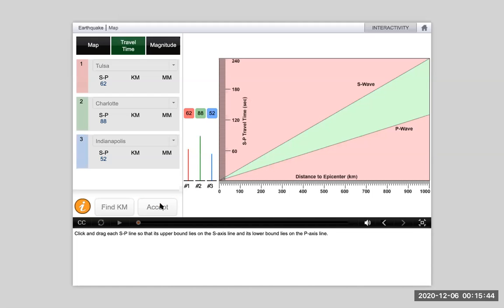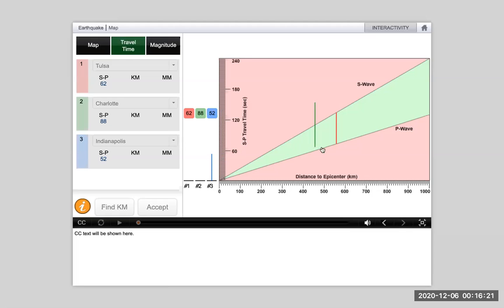Accept. Click and drag each SP line so that its upper bound lies on the S-axis line and its lower bound lies on the P-axis line. So I'm dragging this over so it fits just between the two travel time curves for the P and the S wave. Remember that the lag time is the difference in time between the P wave and the S wave. And my y-axis here is time. So this is the difference in time between the P wave and the S wave.